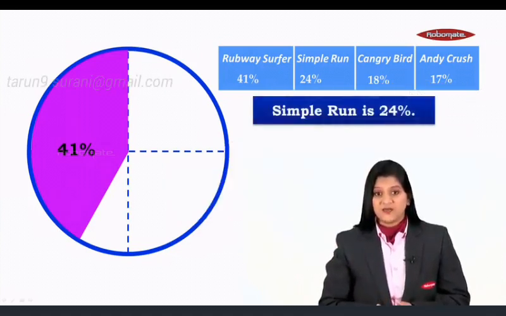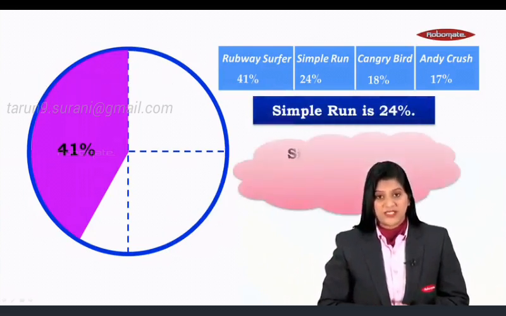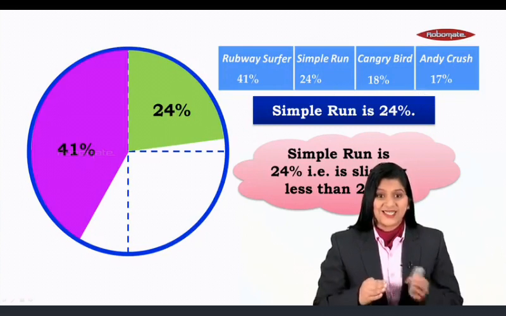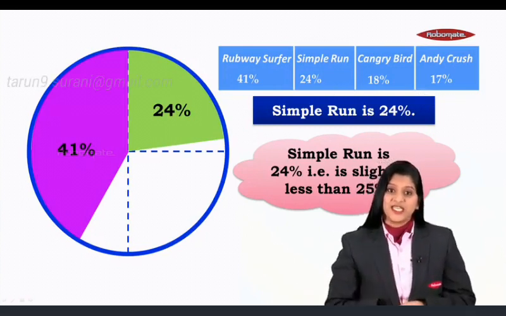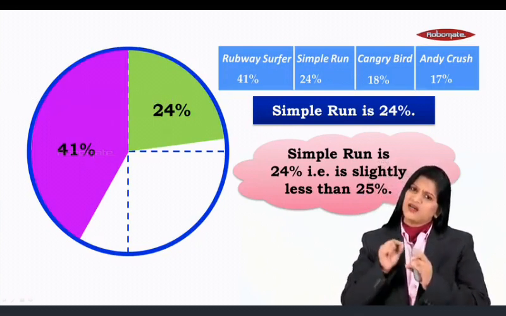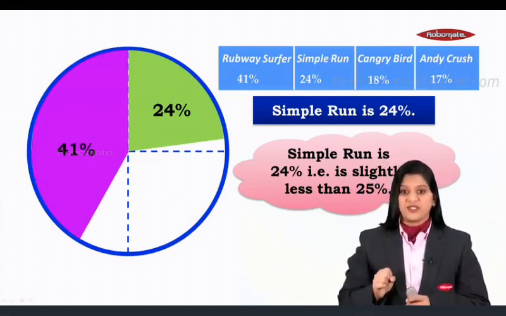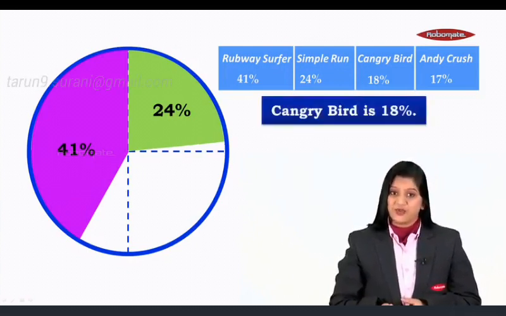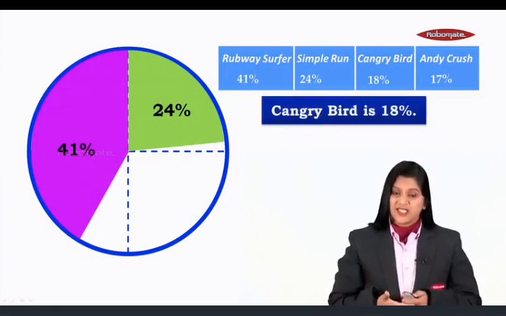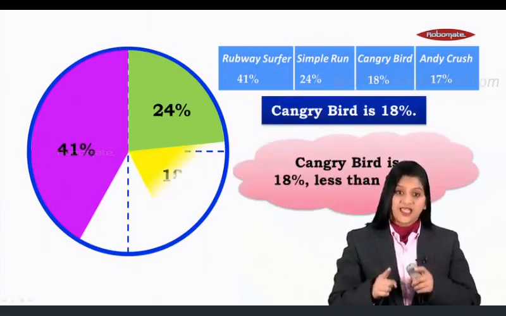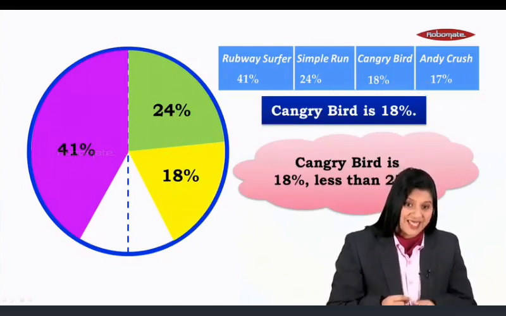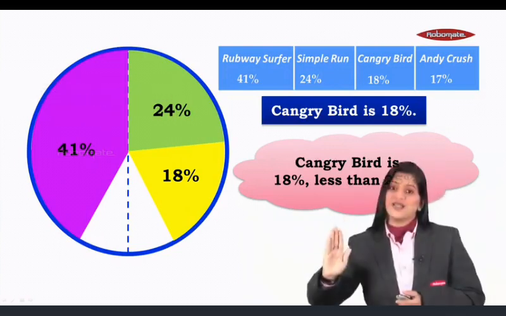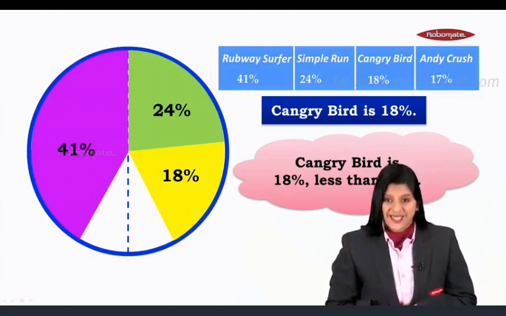Now, the next game is Simple Run. Okay, 24%. Now, Simple Run is 24%. That is slightly less than 25%. And that is how you will mark a little less than the 25% sector. Okay. Now, let's take the next example, Angry Bird, that is 18%. Now, understand that again, Angry Bird is 18%, less than 25% over here. Okay. And that is why you will mark less than 25% again.